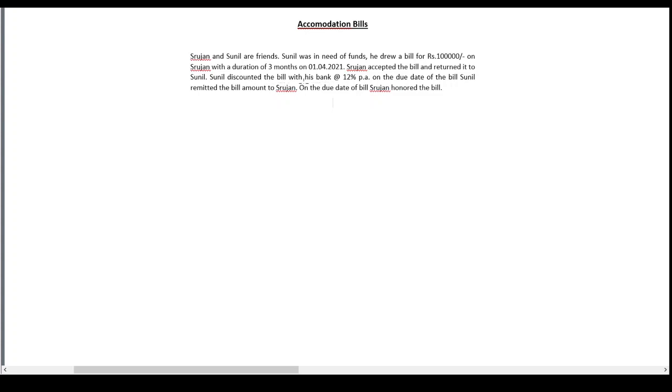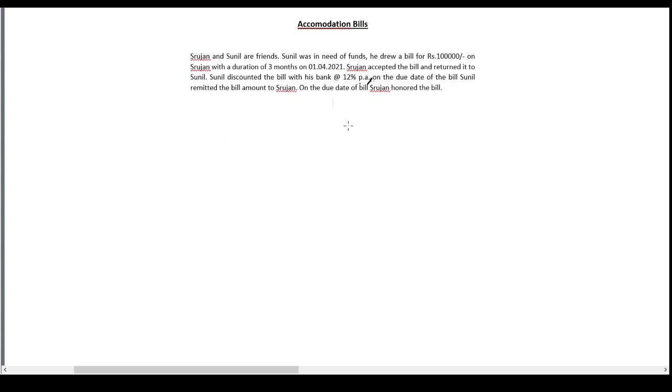So he gives this bill to the bank and takes some money in return. Bank discounted the bill at the rate of 12% per annum. On the due date of the bill, Sunil remitted the bill amount to Srujan, and on the due date of the bill, Srujan honored the bill. Let us learn how to do accounting for it.